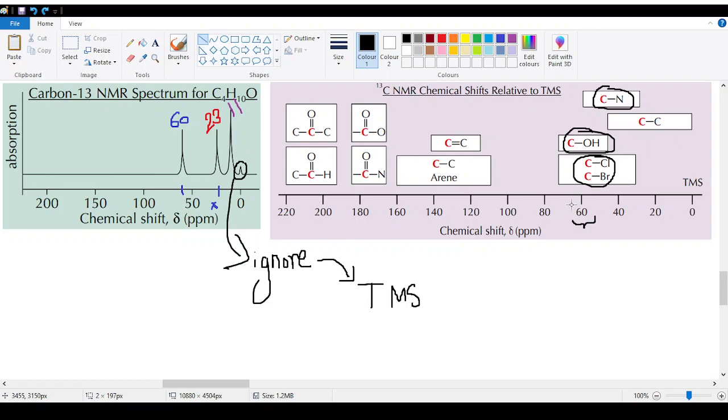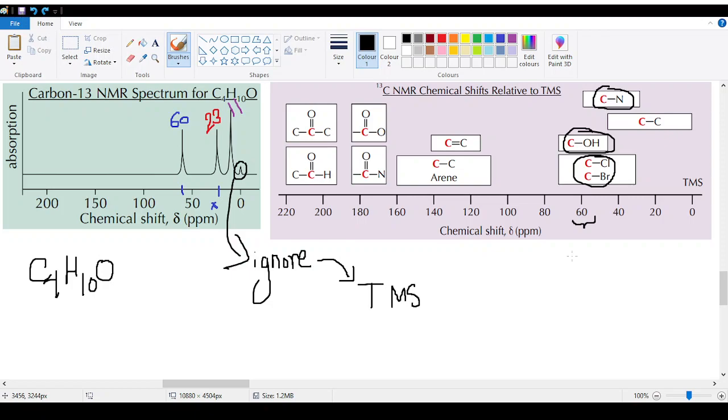We should ignore some of them, or which one can we consider? Which one can we ignore? I mean, they've given you the molecular formula, right? C4H10O. So based on this molecular formula, what can you decide? Do we consider all 3 of these, or do we just ignore some of them? Which ones do we ignore?